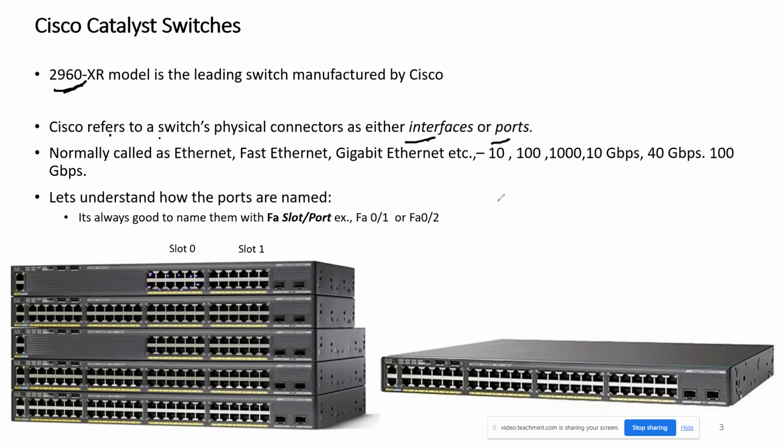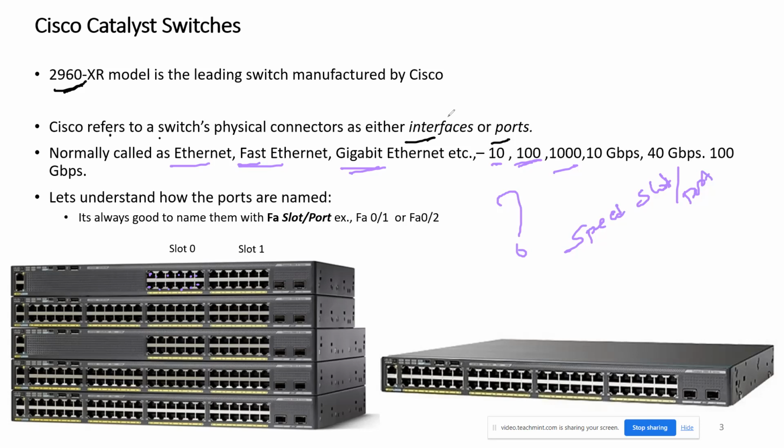Okay. Now, how do I name these ports? The naming will be something like this: speed of the port, space, slot number, slash, port number. Now, speed can be either Ethernet, Fast Ethernet, or Gigabit Ethernet. Ethernet means 10 Mbps. FA means 100 Mbps. Gigabit means 1000 Mbps. So we can have three different speeds, and more than this also, but as of now we're giving you three. So the first name always represents the speed of that particular port. It can be either Ethernet, FA, or GIG, Gigabit Ethernet.